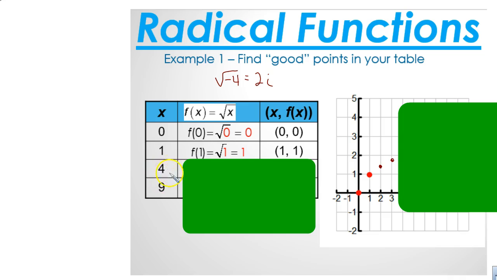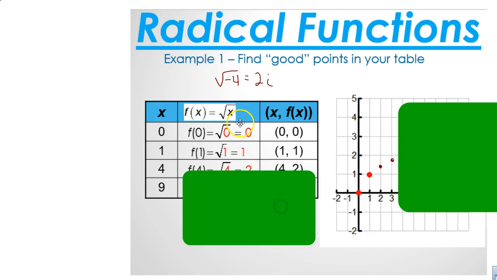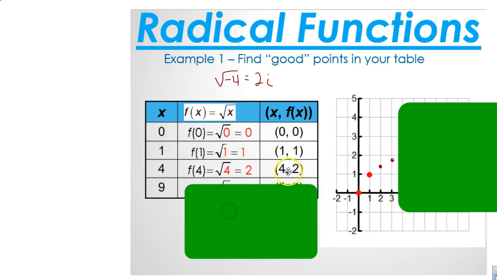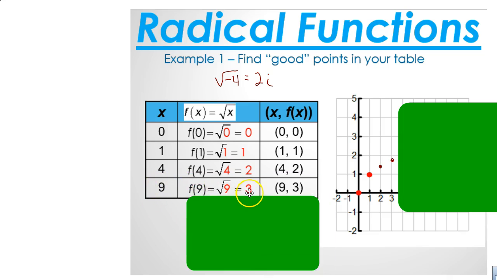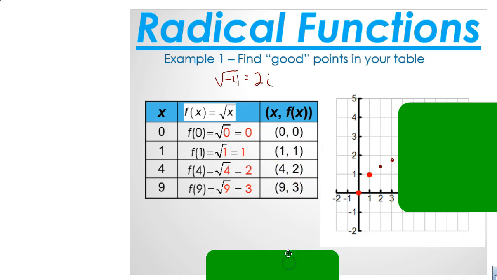Why do you think I chose an x value of 4 to go next? I don't really need my graphing calculator to know that the square root of 4 is 2. And the next perfect square is 9. The square root of 9 is 3. So these points are all going to be nice, easy points that you can graph.